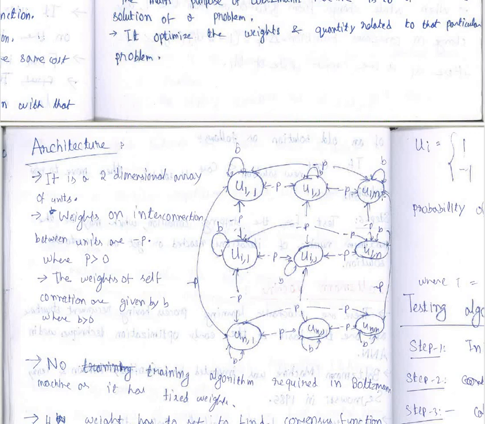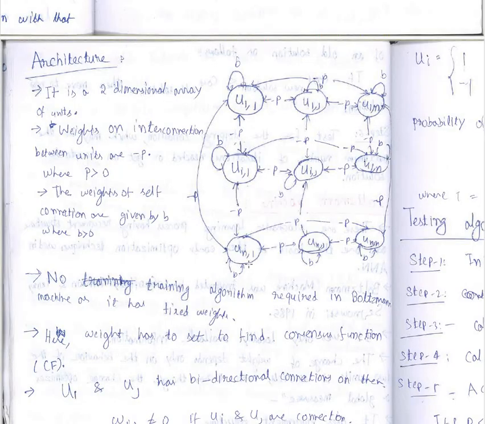So the architecture is in this way. We have all the neurons here, U11, U1j up to U1n, Ui1 up to Uin, Un1 up to Unn. Every neuron has a self connection with weight b. Every neuron is connected to the other neurons with a weight minus p. See here, every neuron is connected to the other neurons with weight minus p and the self connection weight is b.